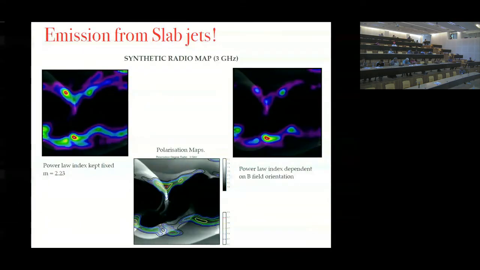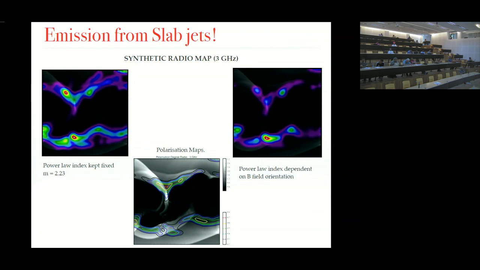If you fix the power law spectra, like has been done previously, you see a lot of emission, especially coming from this V-shaped structure. Whereas if you take the power law which depends on the magnetic field orientation, the emission is reduced. This is important because at this shock interface the magnetic fields are highly perpendicular to the shock normal, and therefore one would expect that the shock injection and acceleration efficiency is reduced, and as a result one would have a much steeper spectrum.